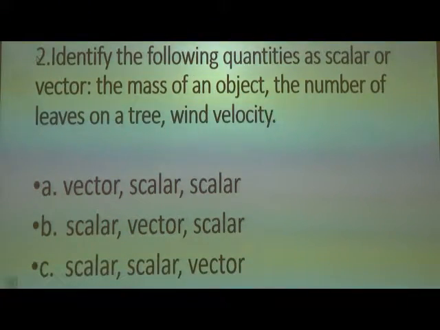Alright, number 2. Identify the following quantities as scalar or vector. The mass of an object. The mass of an object would be in kilograms. The number of leaves on a tree, that would be like a number like 5,300. The wind velocity. Now the key word here is velocity. Velocity, remember, is displacement over time, and displacement has magnitude and direction, so it's this vector quantity. So choose your correct answer.